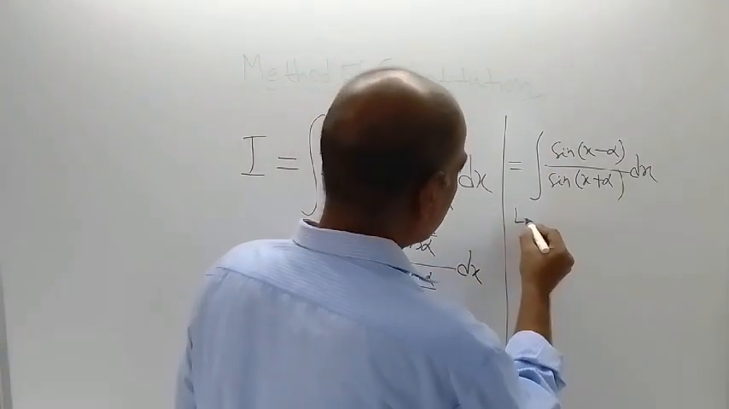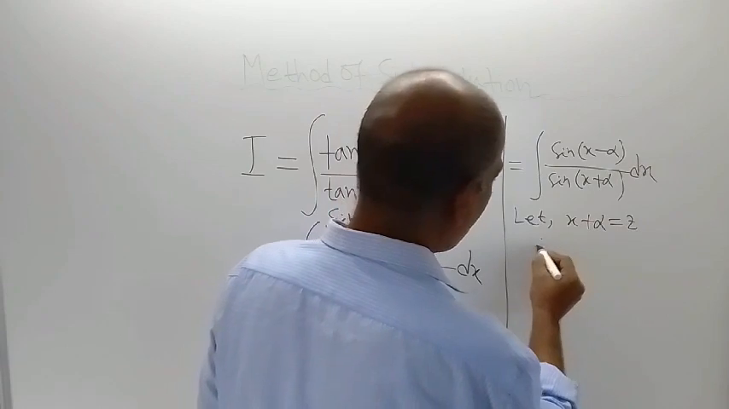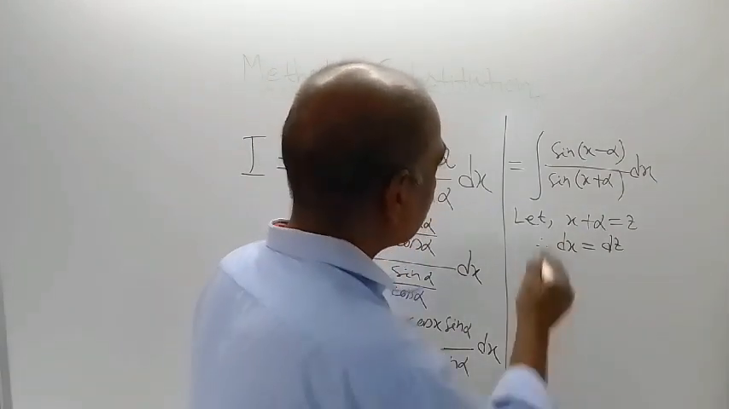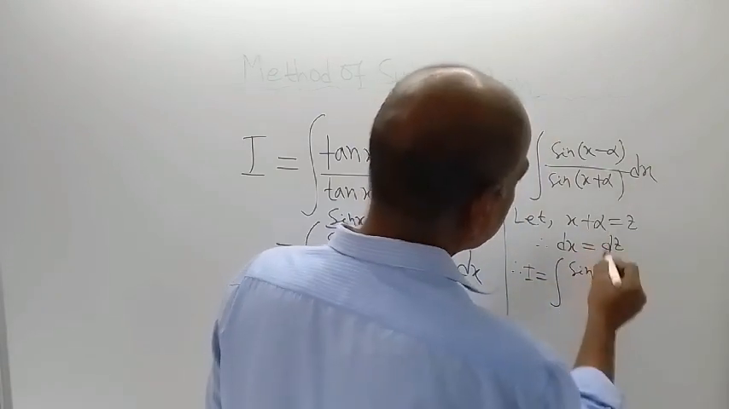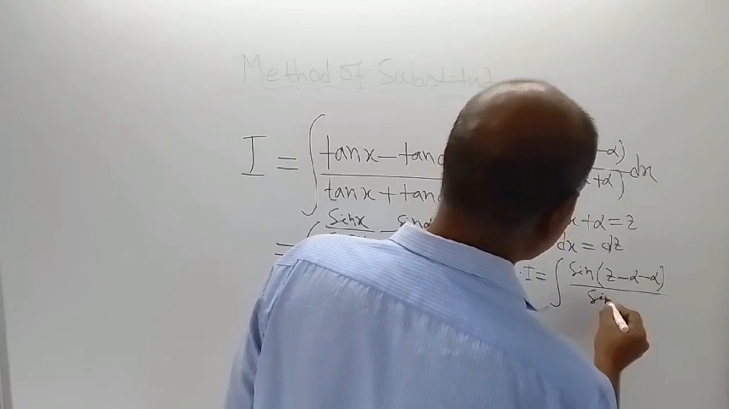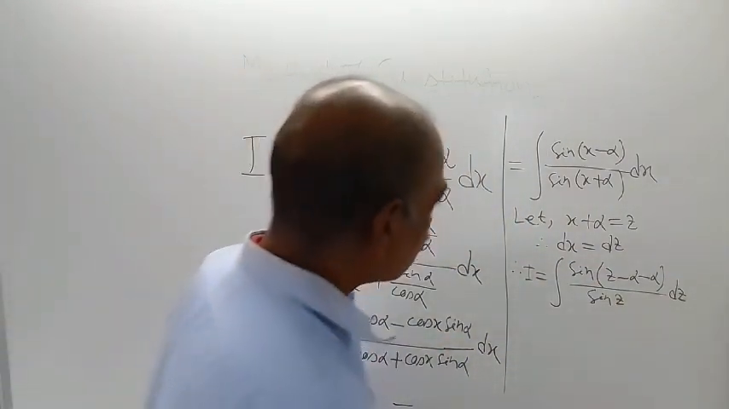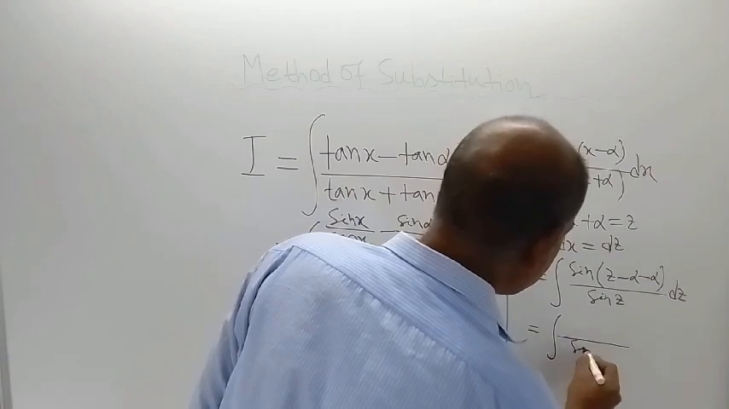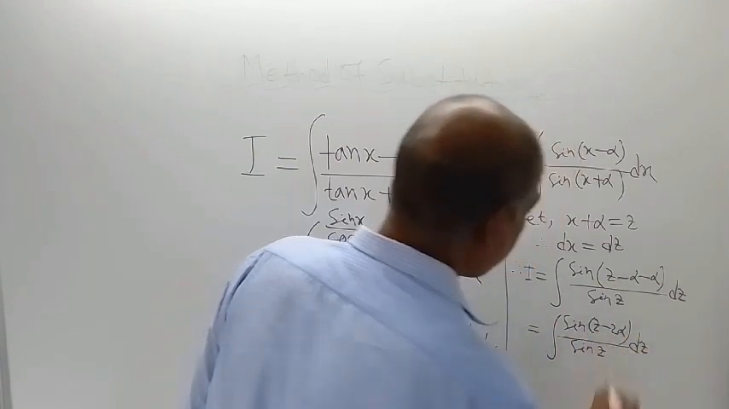So, now what to do? You just assume x plus alpha is equal to z, and differentiate both sides. On differentiation we get dx equal to dz, since for alpha you will get 0 because alpha is a constant. Therefore the given integral I becomes sin of x, and x is now z minus alpha, so sin(z minus alpha minus alpha), and in the denominator sin z, and here of course dz. dx is replaced by dz. So, this is sin(z minus 2 alpha) over sin z dz.